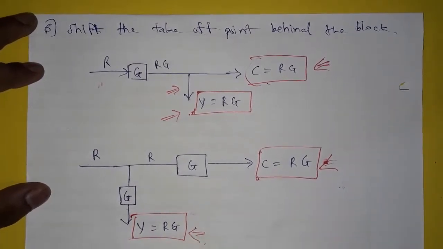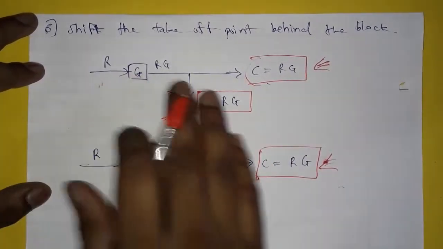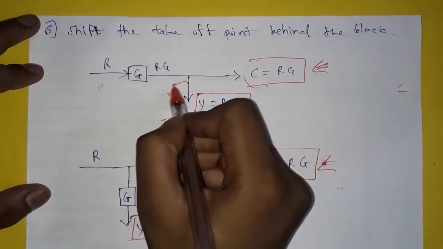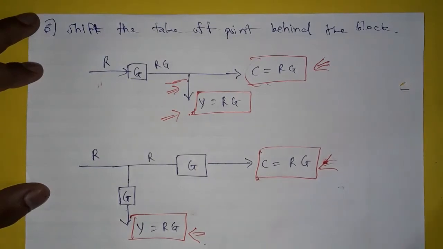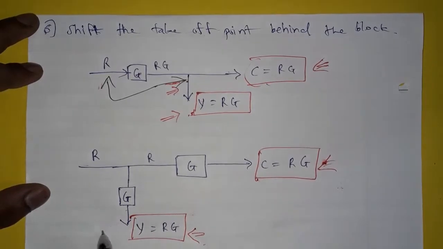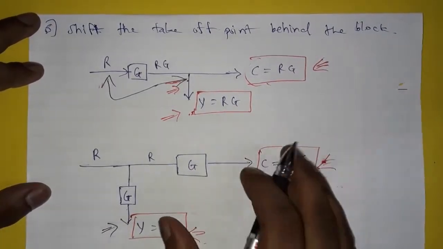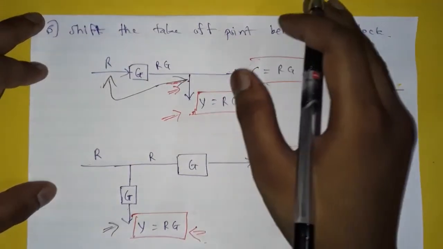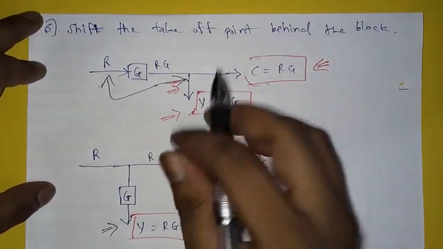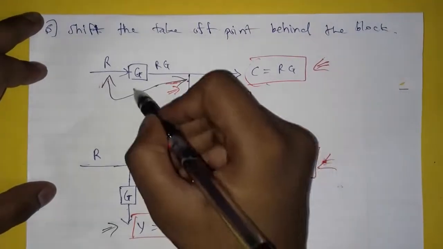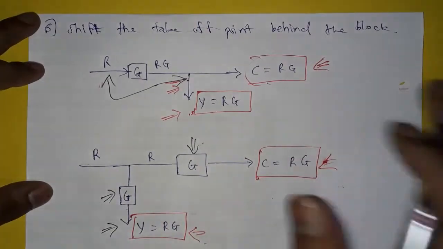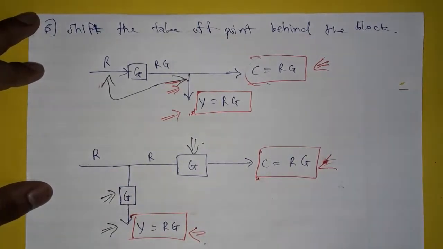In shift the takeoff point behind the block, we only need to shift this takeoff point behind the block, that is here like this, and we need to add the block G same as the block behind which we have shifted the takeoff point, that is here G. This is called shift the takeoff point behind the block rule.